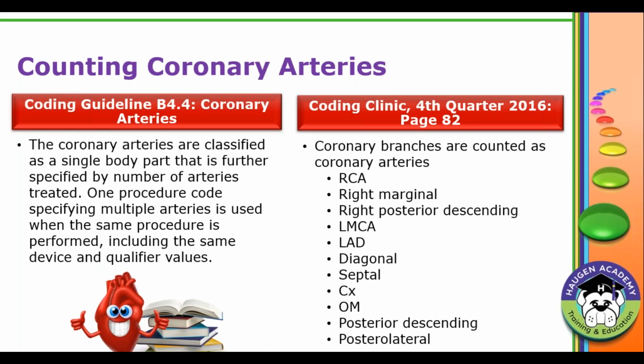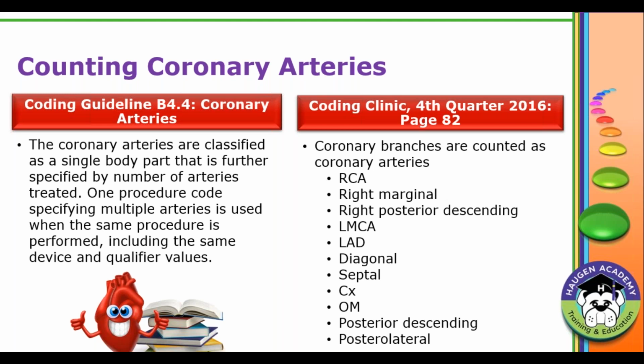So let's talk about counting coronary arteries. The coding guideline B4.4 that I talked about earlier says that the coronary arteries are classified as a single body part that is further specified by the number of arteries treated. One procedure code specifying multiple arteries is used when the same procedure is performed, including the same device and qualifier values. And we'll come back to this guideline later as we look at different bypasses within the same procedure, using 2 different graft materials that have 2 different qualifiers.